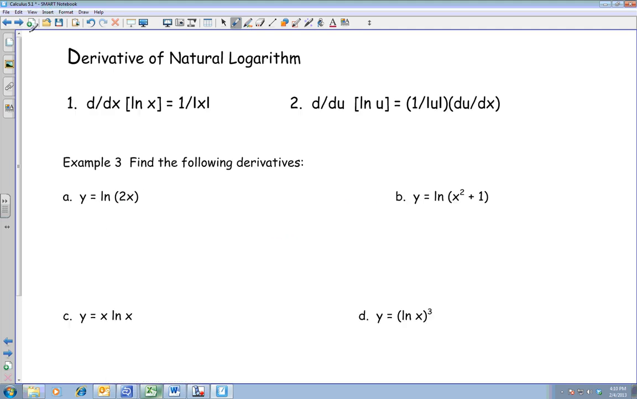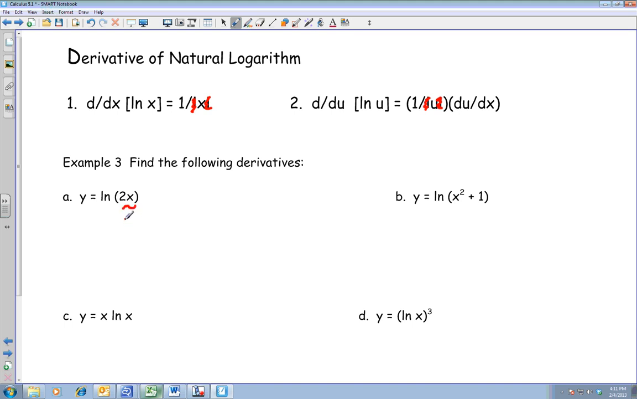Okay, example 3. You already have this written down in your notes. The derivative of natural log of x is 1 over x. The derivative of natural log of u is 1 over u times the derivative of u. I'm not sure if your book has it, but we can take out these absolute value bars because they're saying that u or x will always be greater than 0.